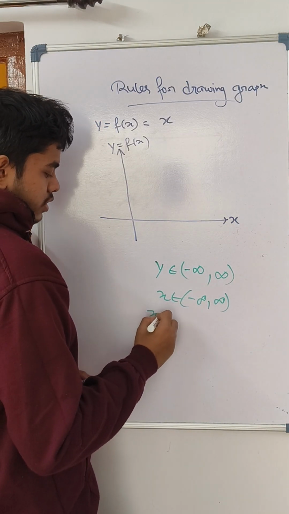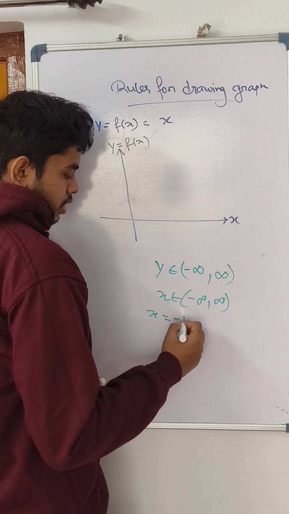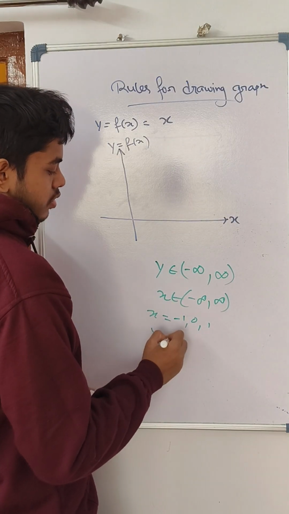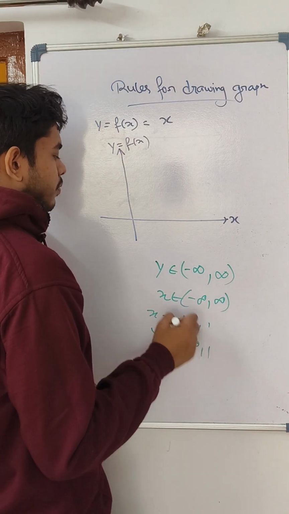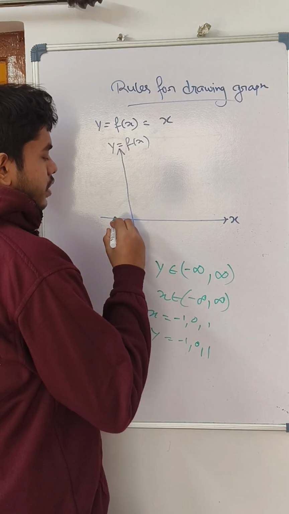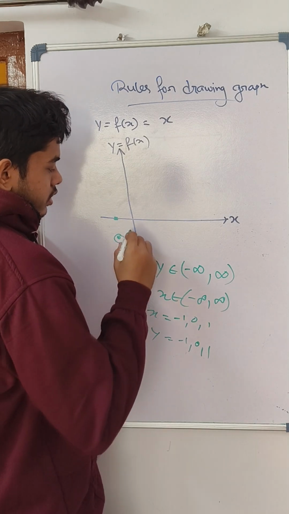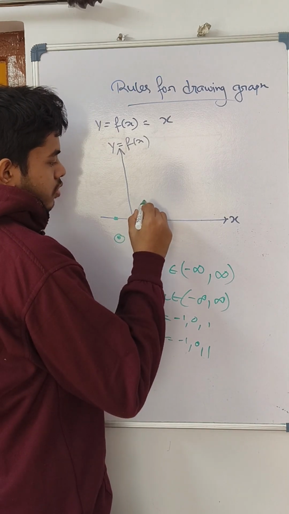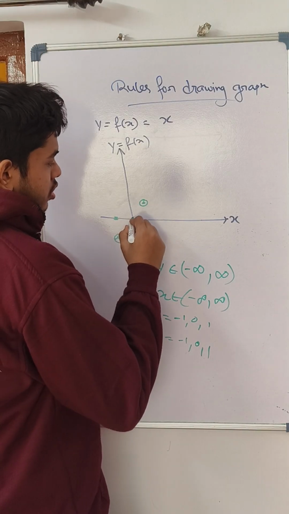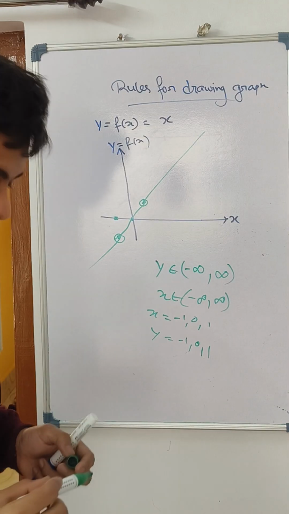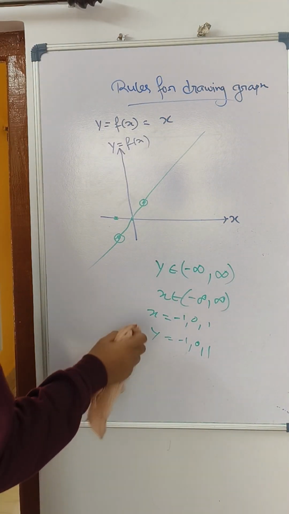Suppose x equals minus 1, 0, 1. For x equals minus 1, y will also be the same. If x is minus 1, y is also minus 1. X is 0, y is 0, so the straight line will be like this. Okay, this you all should know.